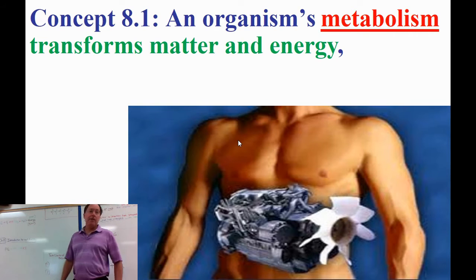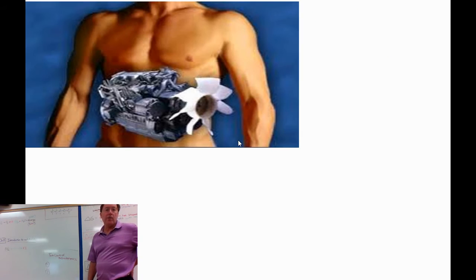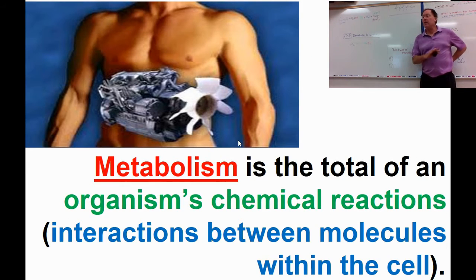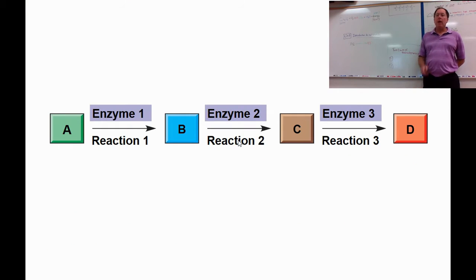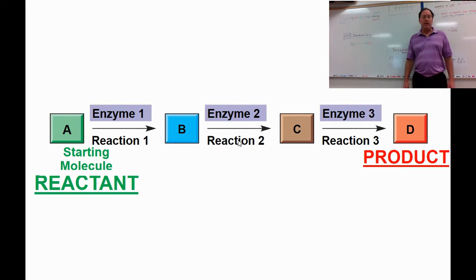An organism's metabolism transforms matter and energy subject to these laws right here, the two laws of thermodynamics. So you're going to hear this term metabolism. It's just the sum total of all the chemical reactions that occur within cells. Well, you may have seen a picture like this before. This is just showing that you can have reactants that then are catalyzed by enzymes to become products. So A might be a reactant and B might be a product, or D might be a product.